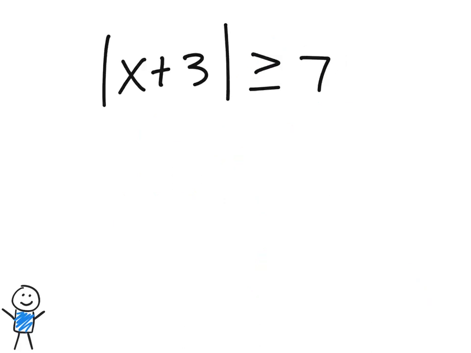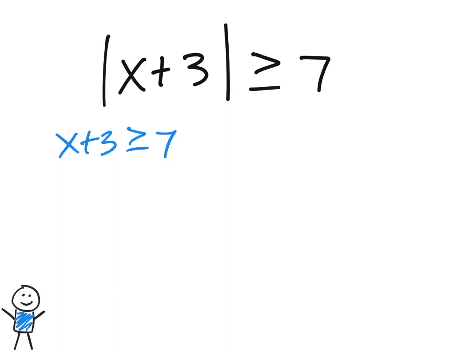Notice on this next example, we have an absolute value inequality. So there's a little trick that you have to remember with inequalities. To begin with, I always write one equation just like it's written, but without the absolute value bars. Meaning I'm going to write x plus 3 greater than or equal to 7. Looks just like the original function, but without the absolute value bars.